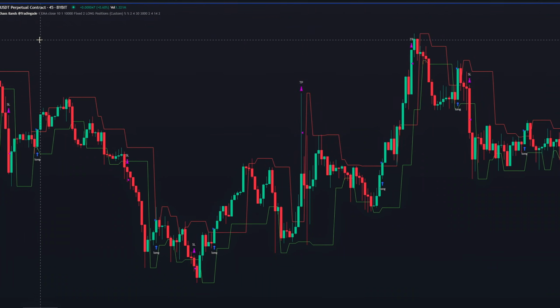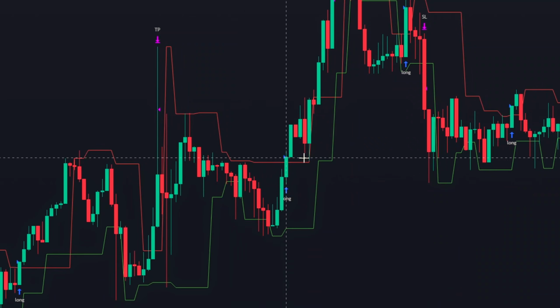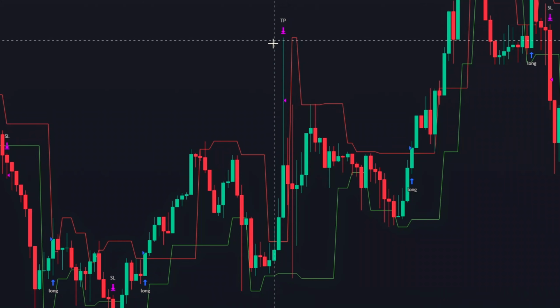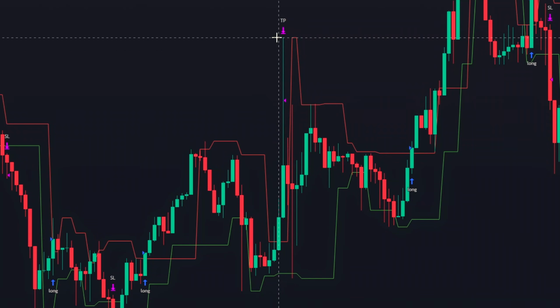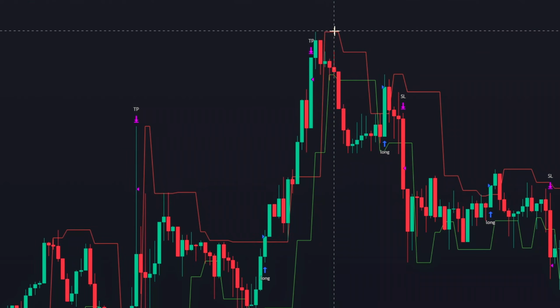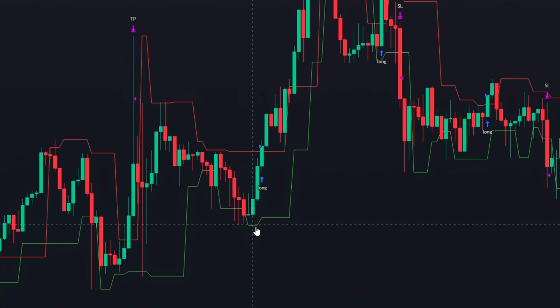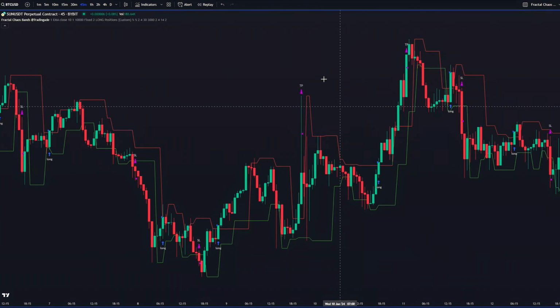We are talking about fractal chaos bands, and basically it has only two lines, the upper band and the lower band. These bands are calculated based on highs and lows. In fact, as you can see here, we have this huge spike, then it has generated this high, and as you can see, the upper band is at the same level. The same here, here, here, and so on. And same for the lower band. The lower band is here, here the same, and so on. So these lines are just based on highs and lows.